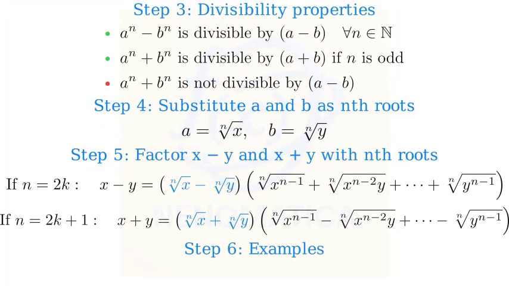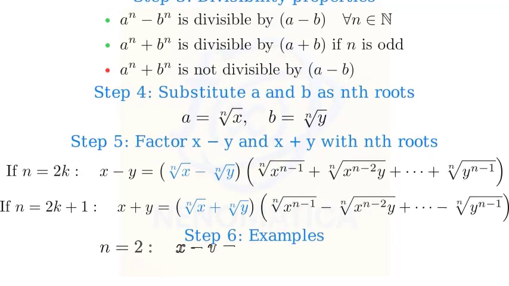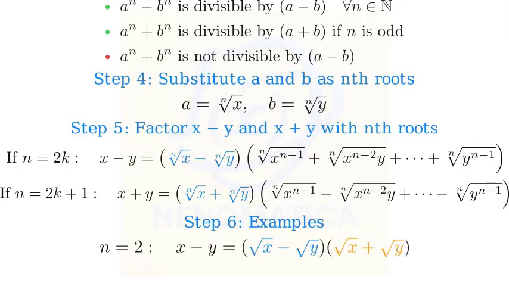Step 6. Let us apply the formulas in concrete examples. Example 1. For n equals 2, x minus y factors as (square root of x minus square root of y) times (square root of x plus square root of y).